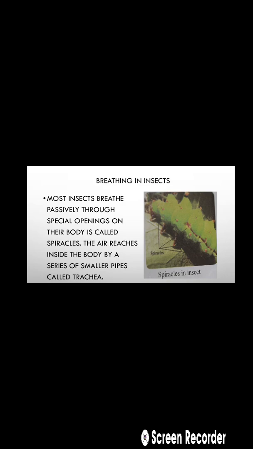And as I have already mentioned, different animals breathe in different ways. Land animals directly breathe in or inhale oxygen present in the atmosphere, or we can say present in the air. But aquatic animals breathe in oxygen that is dissolved in water. So let us learn different types of breathing organs in different animals. First of all, breathing in insects.